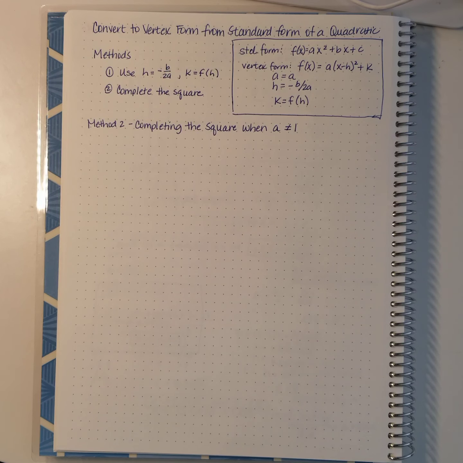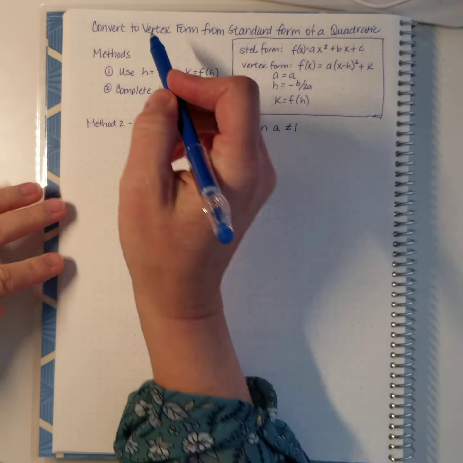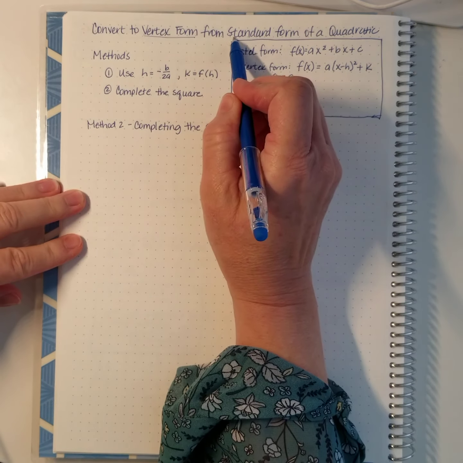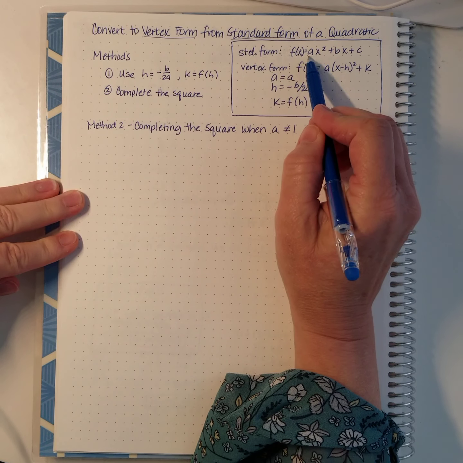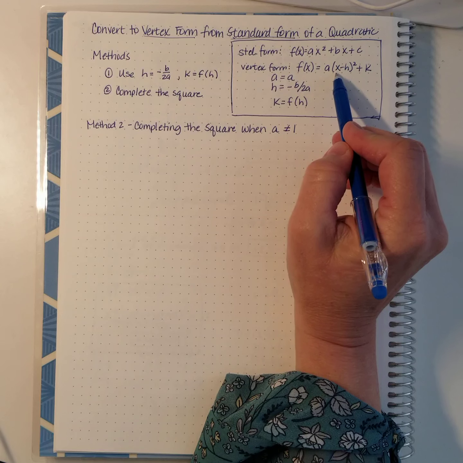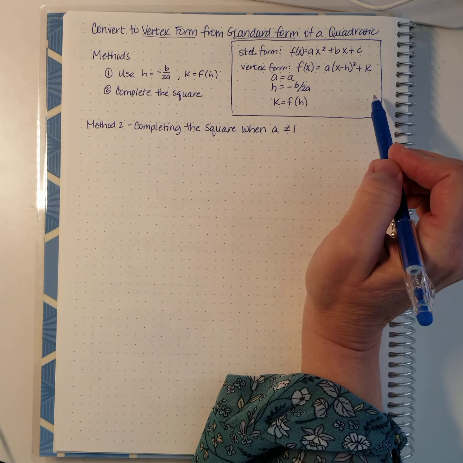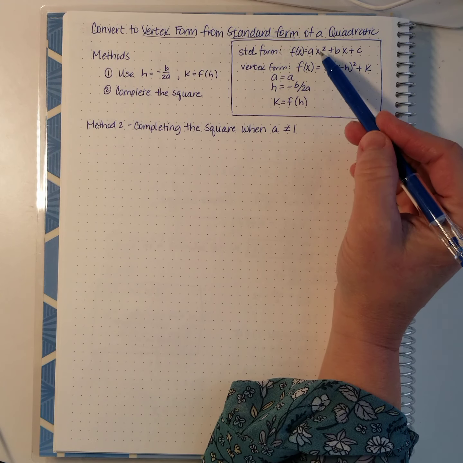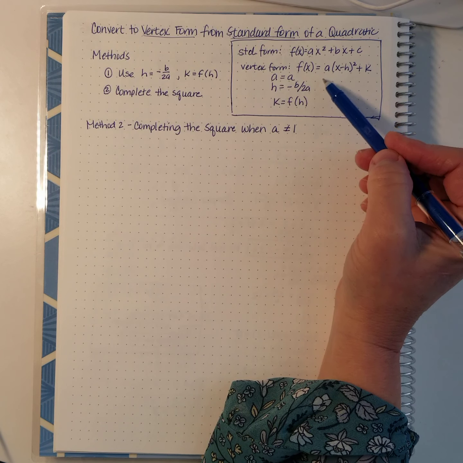All right, for this video, we are looking at converting to vertex form from standard form of a quadratic. So those are our equation forms. Standard form, ax squared plus bx plus c. Vertex form, a times x minus h squared plus k, where a is going to equal a in both equations.